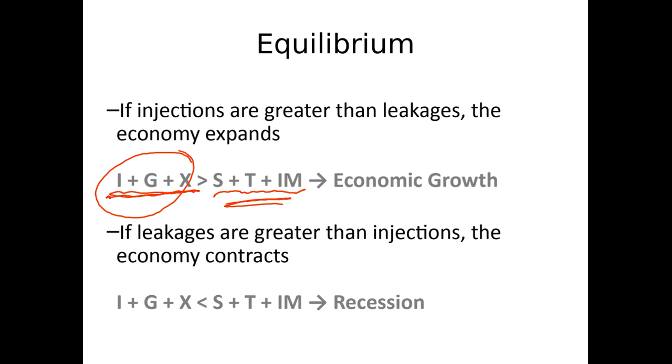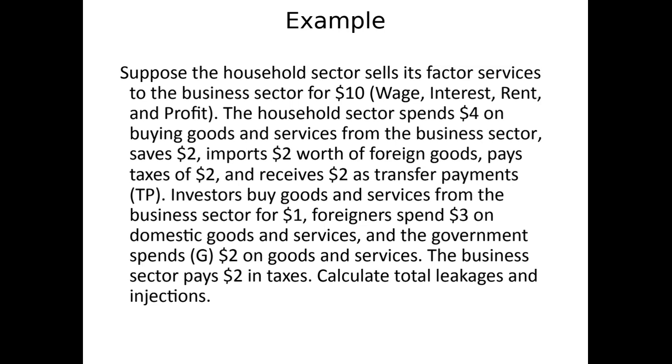So this is the example. I'm reading this example out, and then I'll put all these numbers in the circular flow model that I showed you earlier. Suppose the household sector sells its factor services, I mean all factors of production, to the business sector for $10. So I just take small numbers, right? So that the calculation is easy. $10. That is wage, interest, rent, and profit.